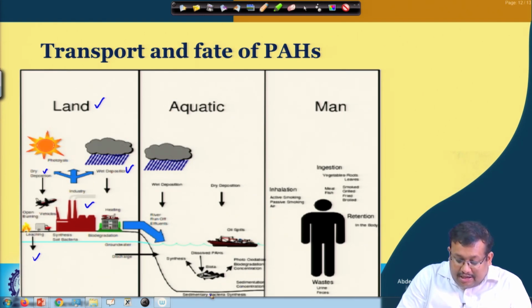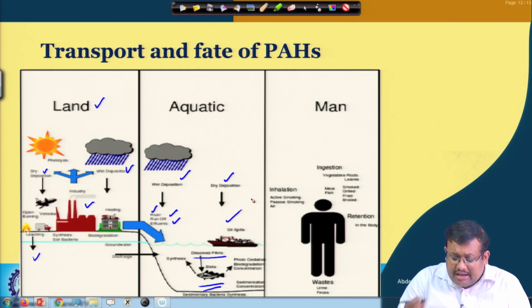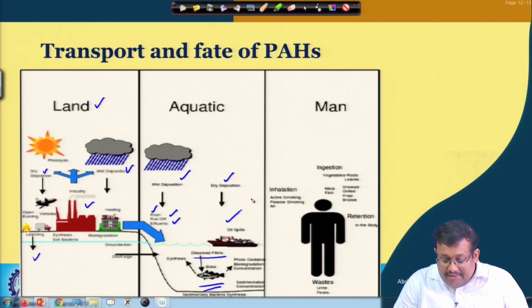When they discharge into the different water bodies, these PAHs dissolve into the water and then affect the biota which is present in the aquatic system. Also due to the rainfall there is wet deposition. Now, this discharge which we are seeing through this blue arrow is basically from rivers, then runoff and different effluents from the industrial sources, and also in the aquatic system we can see dry deposition and then oil leaks from different tankers. So, these are some of the reasons through which we can see PAH compounds in the aquatic environment.